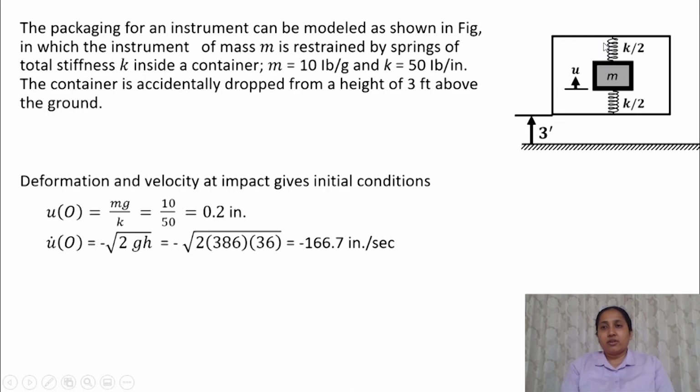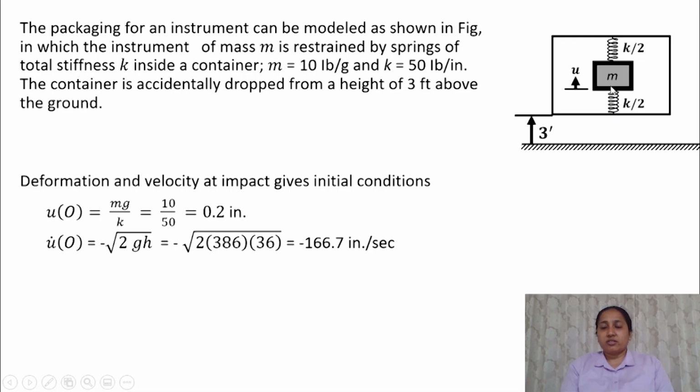So when this mass is supported by the springs, because of the weight, this spring will get compressed a little and this spring will get extended by some amount, and that would be proportional to the weight of this mass, weight of this instrument. So how much that deflection would be, the static deflection, we can calculate by the formula mg, that is the weight of the instrument, divided by the stiffness. So we can calculate that static deflection.